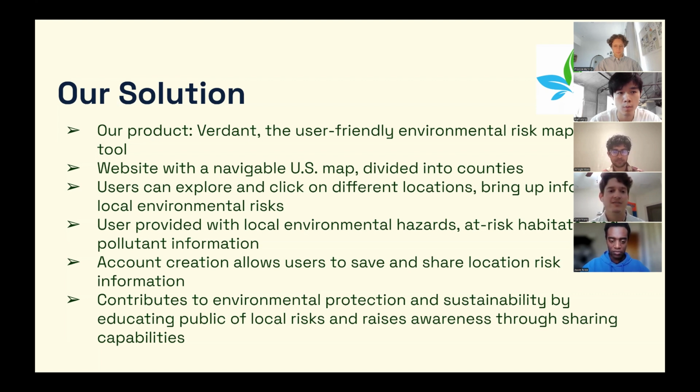So we're going to provide details on hazards. It can be anything from landslides to floods, anything applicable in the area. We also have at-risk habitats, so this could be endangered species, sorted by what's most at risk. Then we can also have pollutants if they're particularly harmful in certain areas.